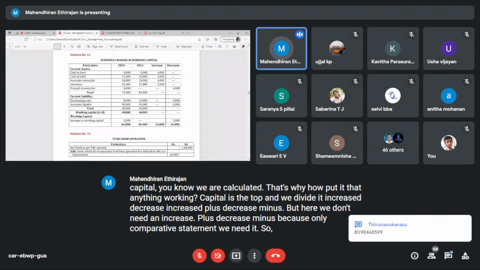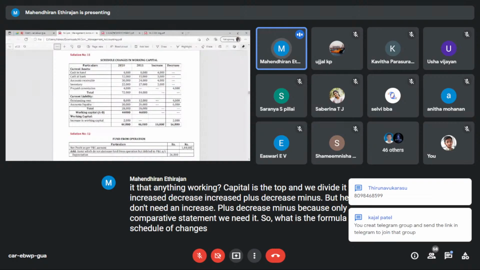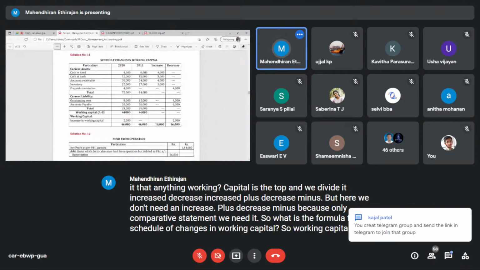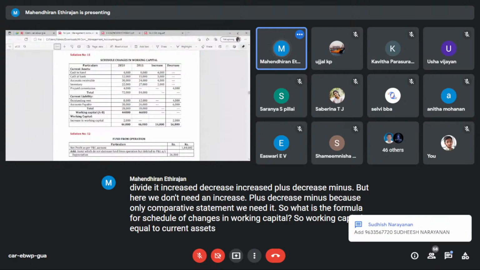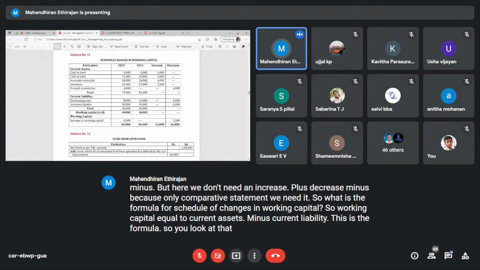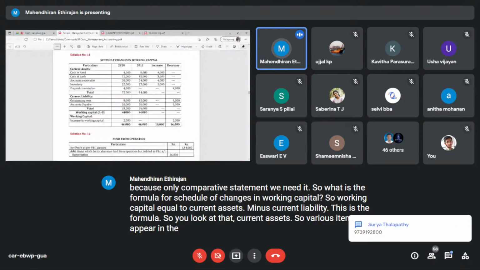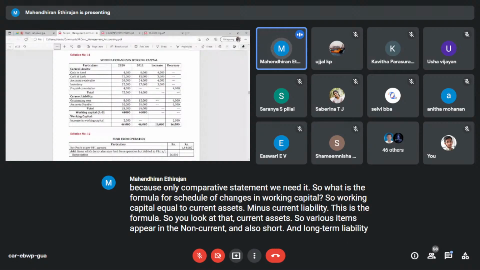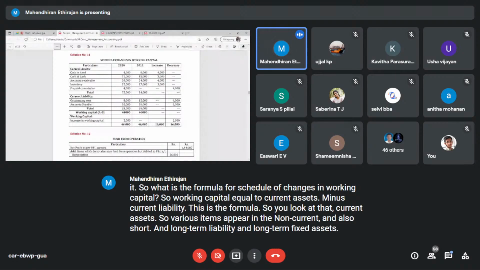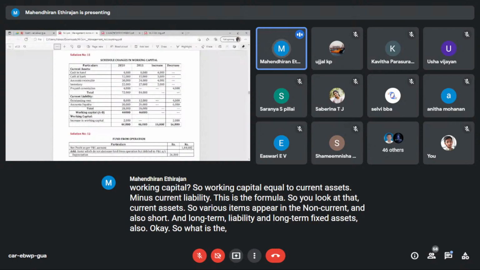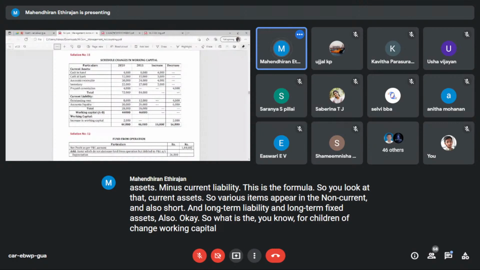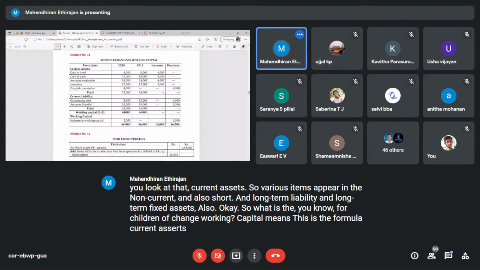So what is the formula for the schedule of changes in working capital? Working capital equals current assets minus current liabilities. This is the formula. So you look at the current assets. Various items appear, and the non-current items are also shown, along with long-term liabilities and long-term fixed assets. So for the schedule of changes in working capital, the formula is current assets minus current liabilities.